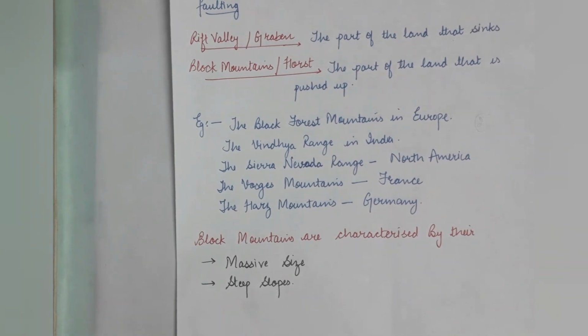And a very important thing is that the main characteristic of these block mountains is their massive size and steep slopes. The slopes are very steep, and the size of these mountains is very massive. So this was all about the mountains, and next all the other relief features will be discussed in the next video.